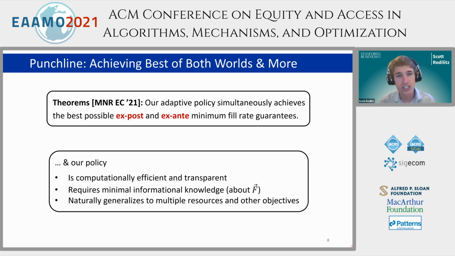Our policy is computationally efficient and transparent. It requires minimal informational knowledge about this joint distribution F, and it naturally generalizes to a few other considerations. And these qualities, I should say, are particularly important in public sector settings. Transparency is often a chief objective of these social planners, people who are making allocation decisions. Before introducing our policy, I'm going to start by considering a simpler setting, and that'll give us some intuition behind what is achievable as well as what our policy does.